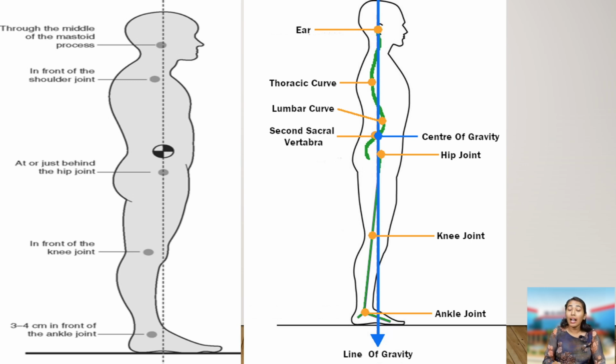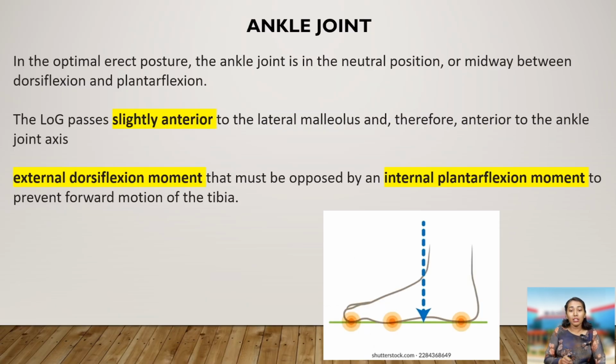Now we'll see at what different levels it is passing, whether it is passing anteriorly to a joint or posteriorly to a joint or through the joint. And through this only we decide if the patient is in an optimum posture or has deviated from the optimum posture. So let's talk about the ankle joint.